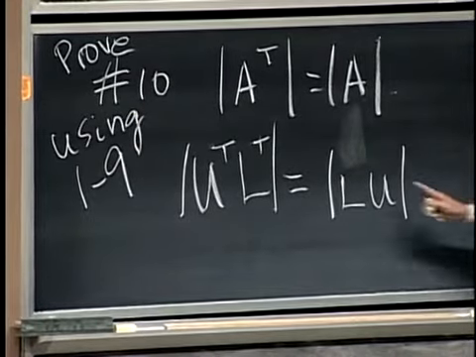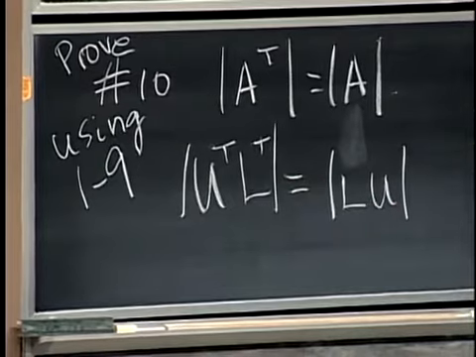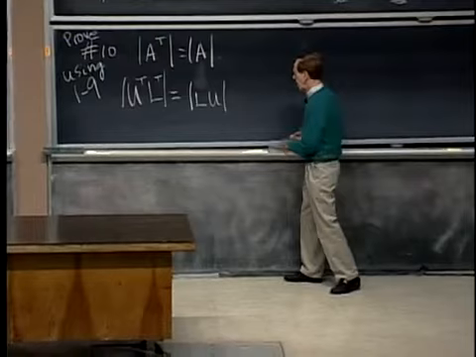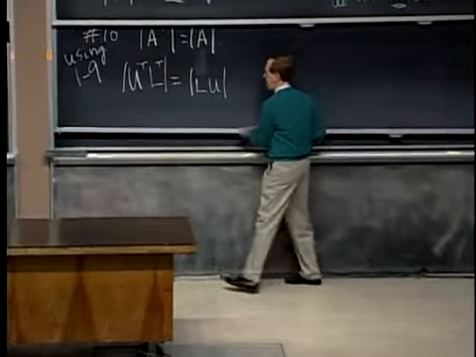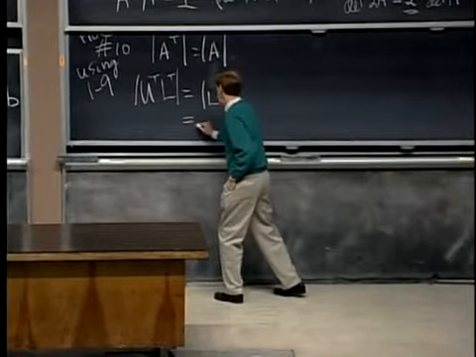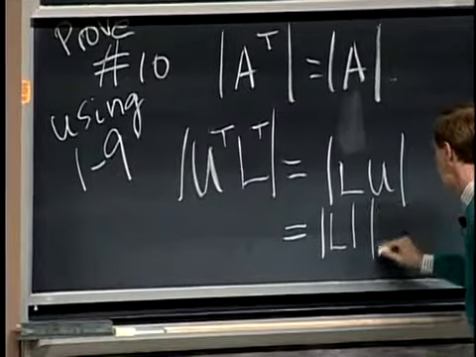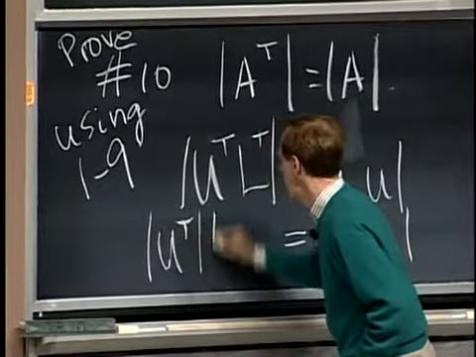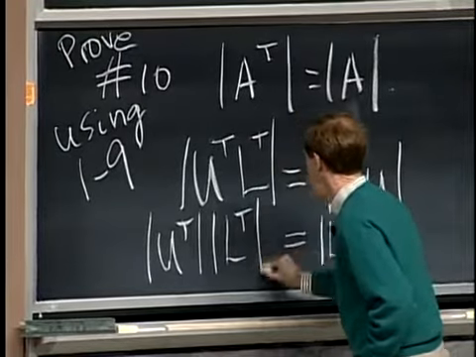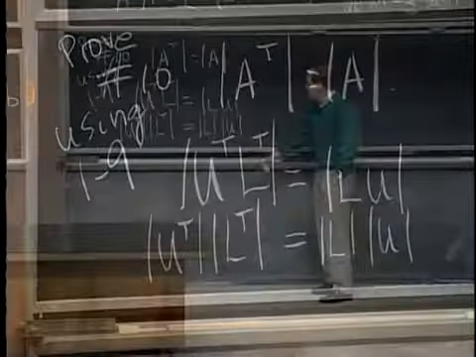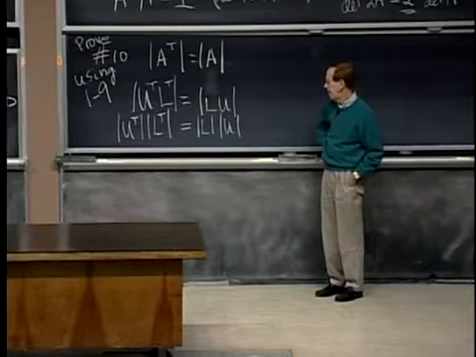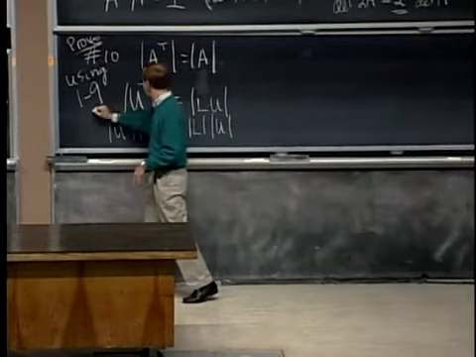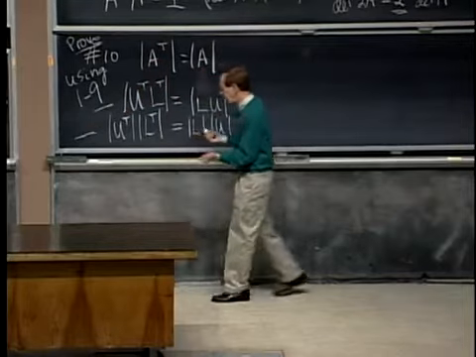So I want to prove that these are the same. I see a product here. So I use Rule 9. So now I know that this is LU, this is U transpose, and L transpose. Now, just for practice, what are all those determinants? So this is prove this, prove this, prove this, and now I'm ready to do it.